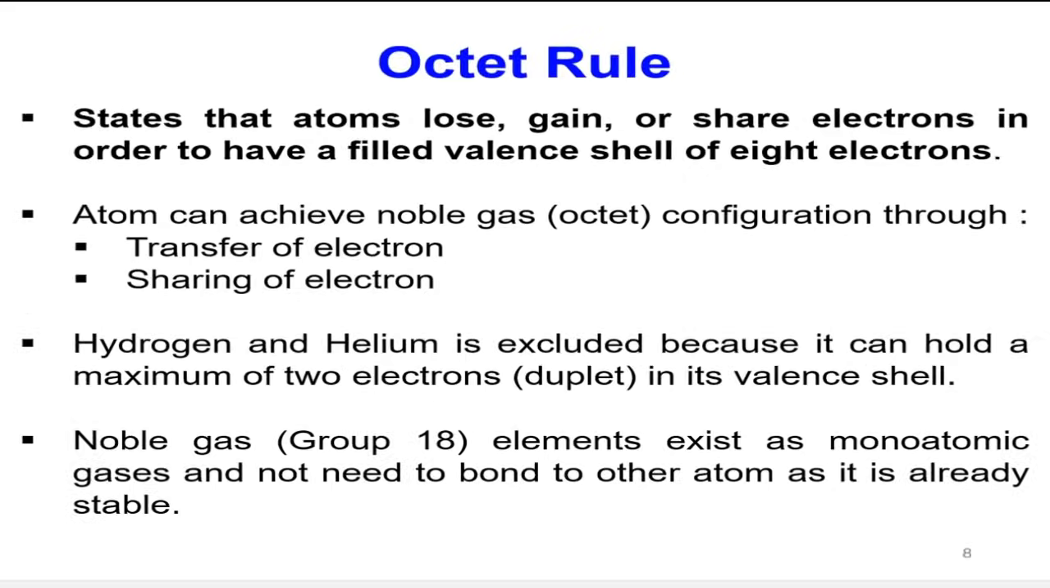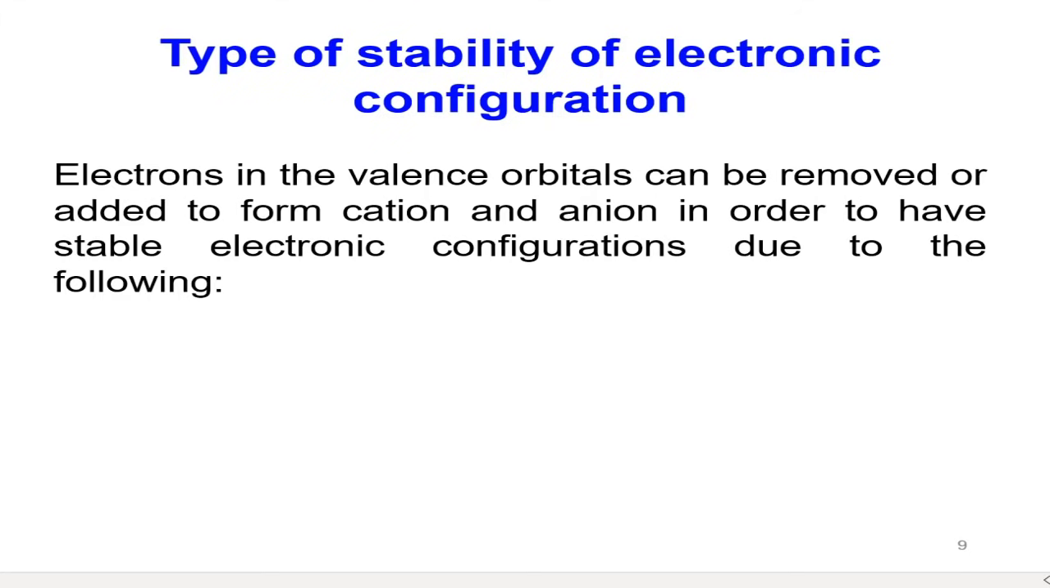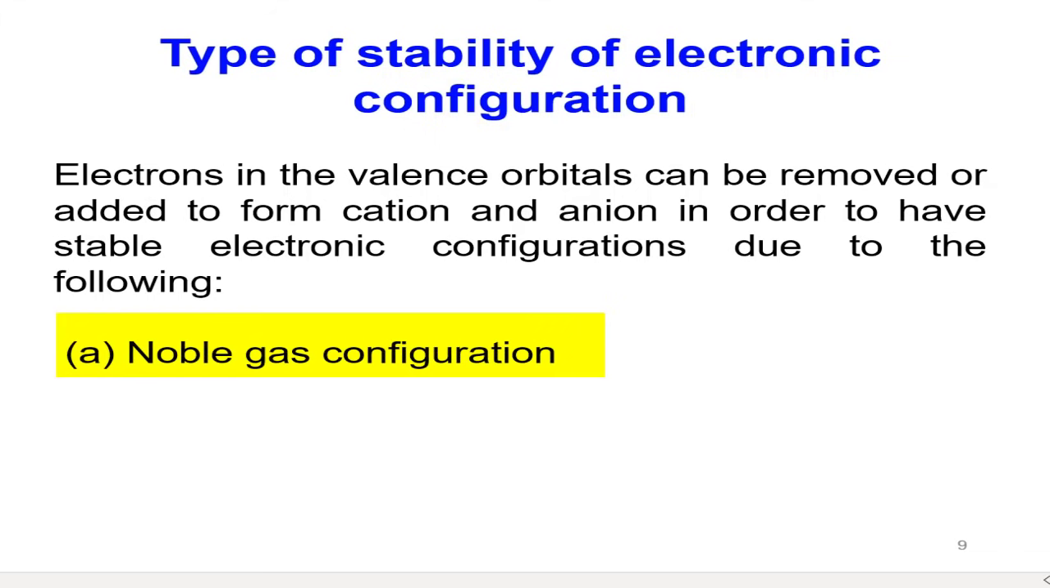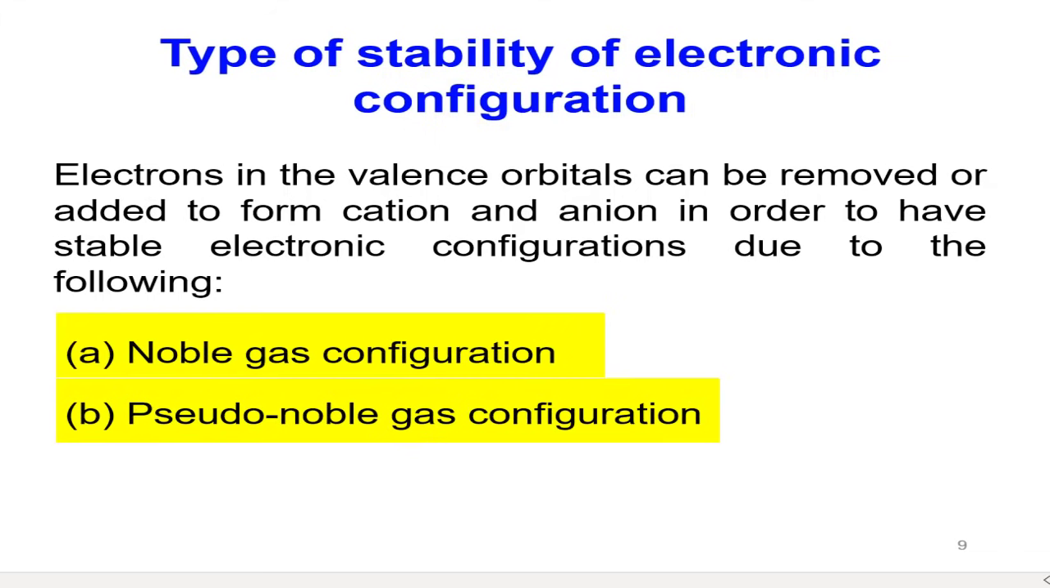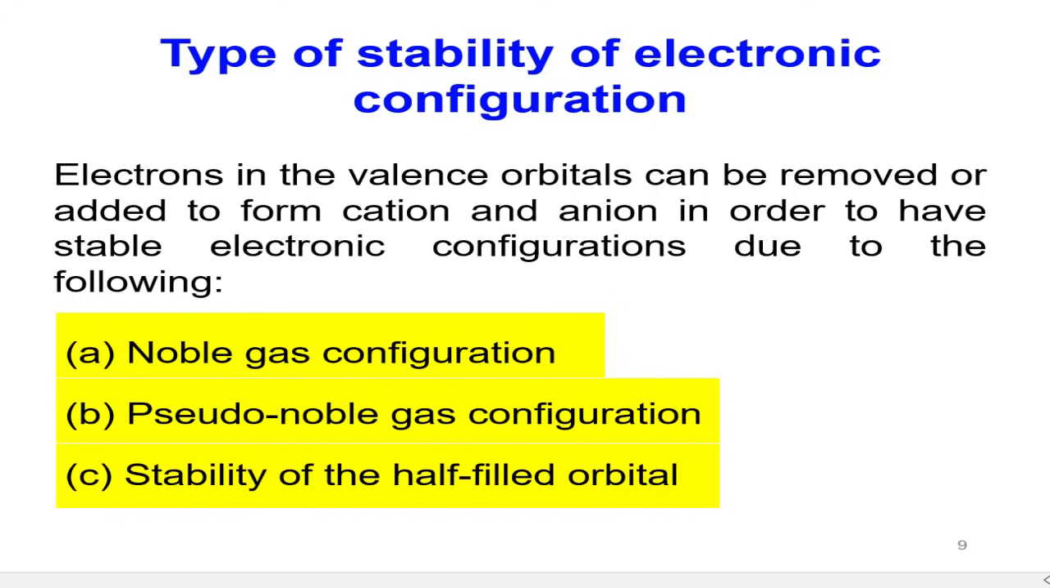Okay, now let's look at the types of stability of electronic configuration. Electrons in the valence orbital can be removed or added to form cations and anions in order to have stable electronic configurations due to the following: noble gas configurations, pseudo-noble gas configurations, and stability of the half-filled orbital.